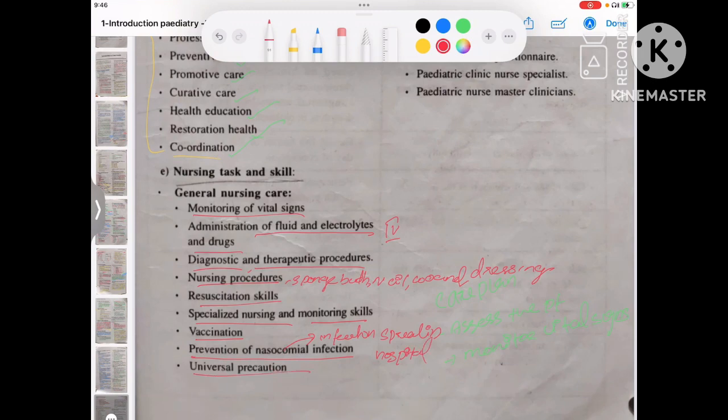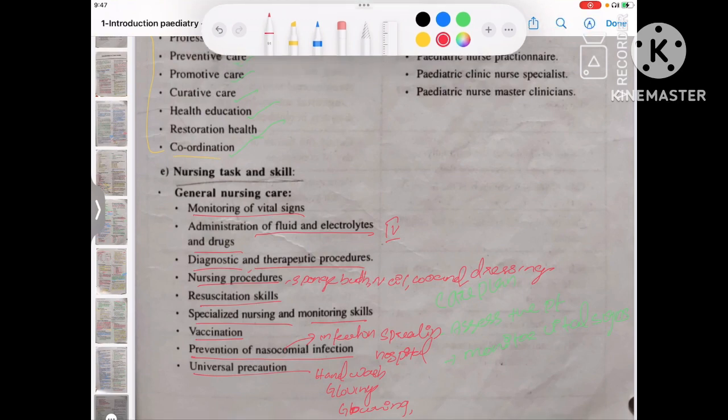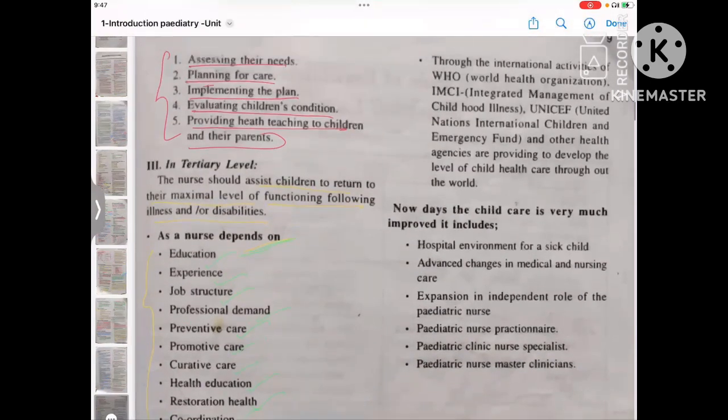Then universal precautions. Tell me, what are the universal precautions? We know what the universal precautions are. First one is hand washing, then gloving, gowning, goggles, masks, everything. So these are the universal precautions. And these are the general nursing cares.